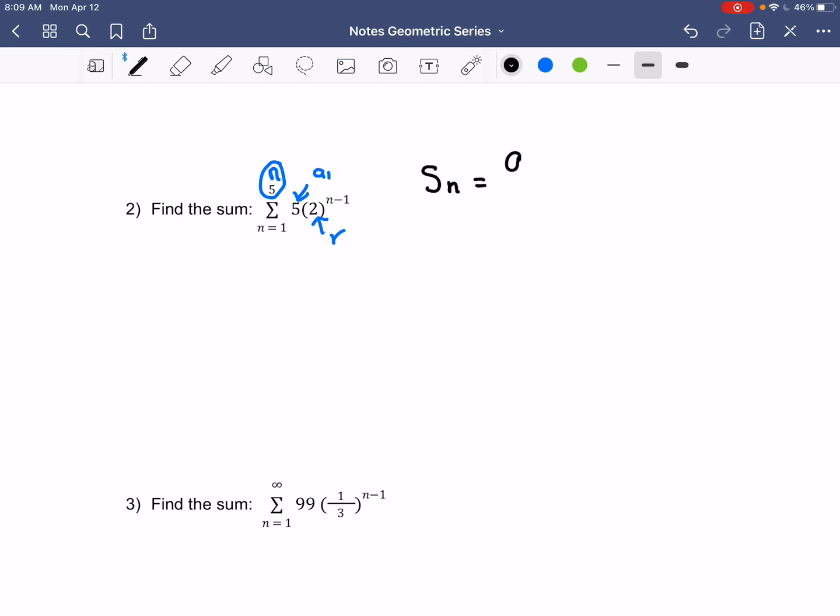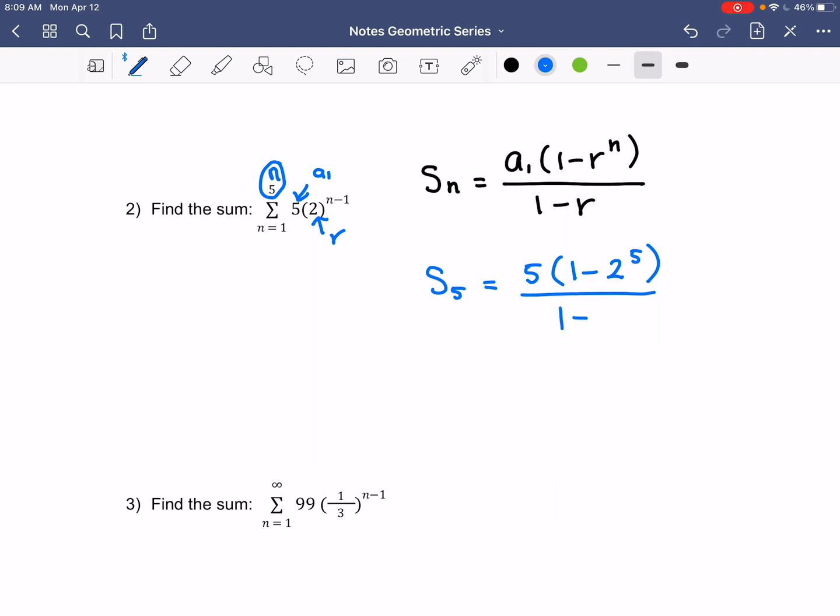So it's just a1 times 1 minus r to the power of n over 1 minus r. So I'm going to go ahead and plug in my pieces. S sub 5 is just the sum of the first 5 terms. A1, the first term, is 5, times 1 minus r to the power of 5. That's how many terms, so this number and this number are the same. Over 1 minus r, which is 2.